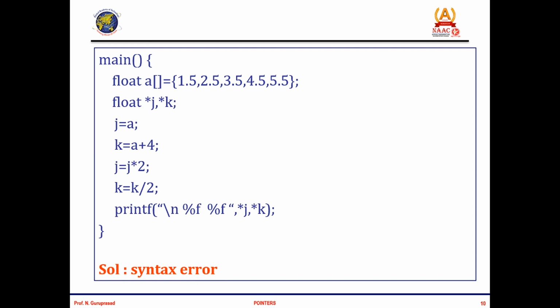But the answer for this is that it's a syntax error, because we have already seen that you cannot perform multiplication and division on pointer variables, and hence j equal to j star 2 or k equal to k by 2 is not valid in this particular piece of code.